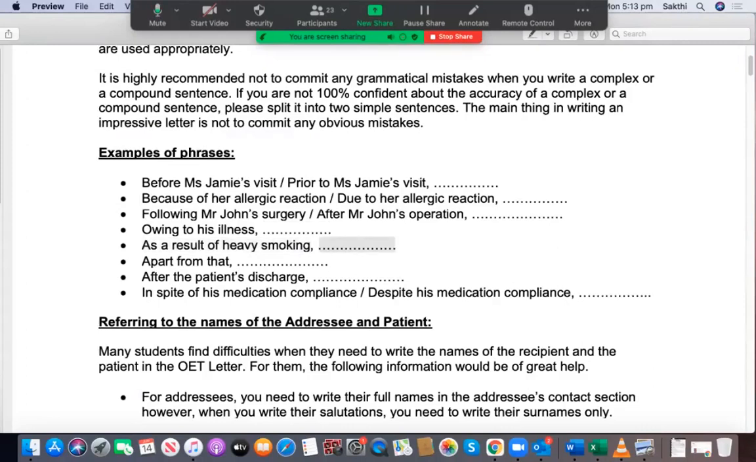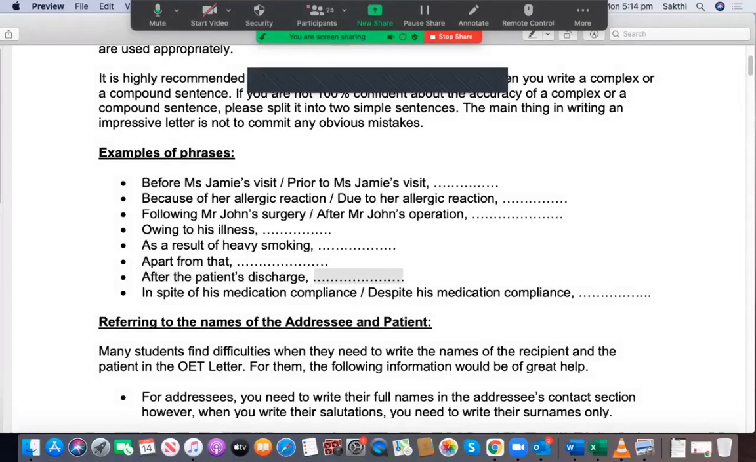Okay, you can also use other forms of connecting phrases like apart from that. Okay, apart from that, in this case, this is going to be a linking phrase. It links to the previous sentence. If you write something else before that, it's going to link that one. Okay, and then after the patient's discharge, comma, and then you have to write the second part of the information here in this sentence.